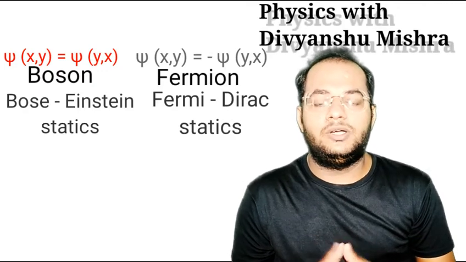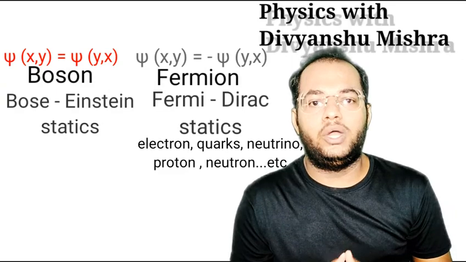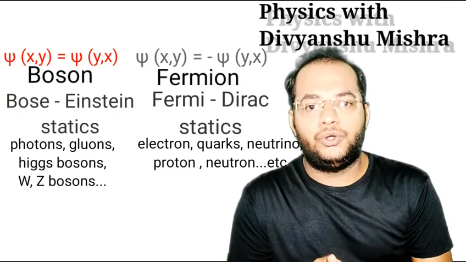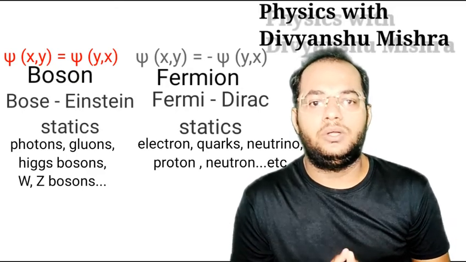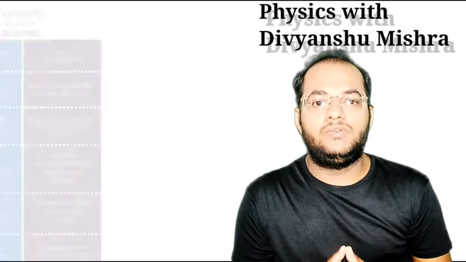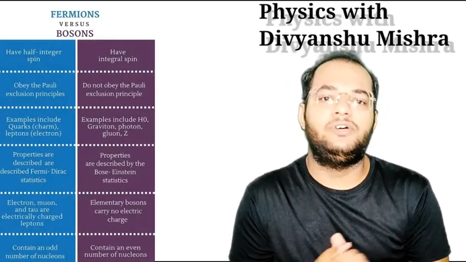Popular members of fermions are the electron, quark, neutrino, proton, neutron, etc., and they are the building blocks of matter, whilst photons, gluons, the Higgs boson, and W and Z bosons are some of the bosons. So that was all about how you can tell the difference between a boson and a fermion.